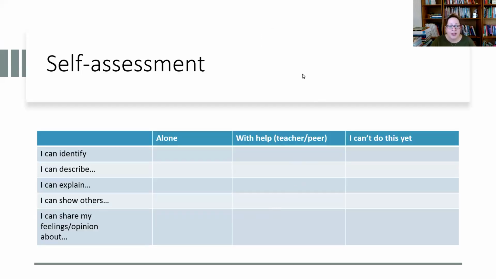So here's an example of a self-assessment rubric that can be used for any kind of task. And you can see here, we're looking at different levels of performance. What are the things you can do by yourself? What are the things you can do with help? And what are the things you can't do yet? So, I can identify the main character in the story all by myself. I can describe the main character in the story with help from my friend.